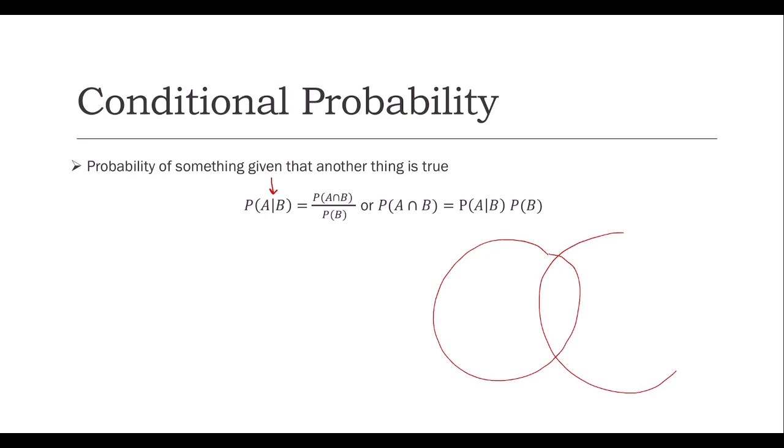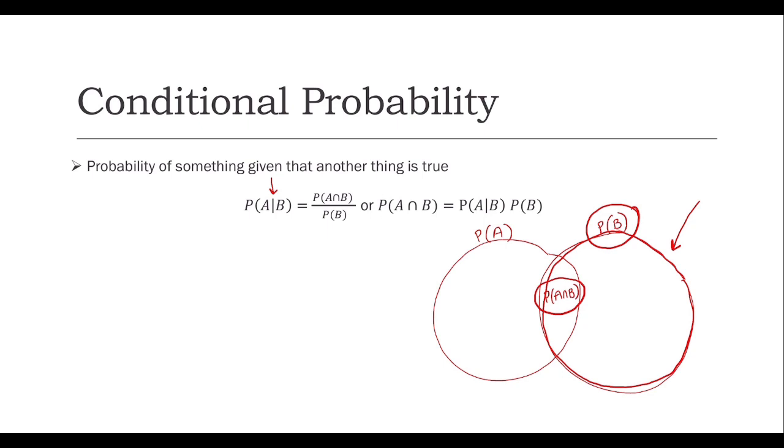So in your Venn diagram, you have the probability of A, which is this entire circle, the probability of B, and the probability of A intersect B. So the probability of A given B would be if you know that B is true, so you know it's in this circle, you want to know what the probability of A is, so it would be this amount here divided by this here. And you can rewrite the equation like this.